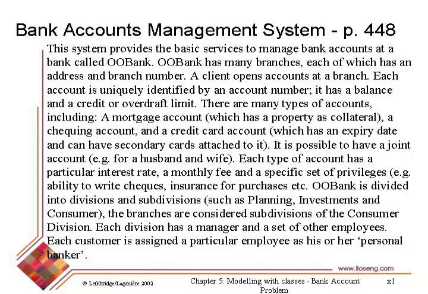Okay, then the next sentence goes on to say there are many types of accounts, including mortgage account, checking account, credit card account with different properties. It's possible to have a joint account. Each type of account has an interest rate, monthly fee, specific set of privileges, which are listed. It says the bank is divided into various divisions and subdivisions, some of which are listed. And it says the branches are considered subdivisions of a certain division. And finally, each division has a manager, set of employees, and each customer is assigned an employee as a personal banker. Okay, so there's quite a lot of stuff in there.